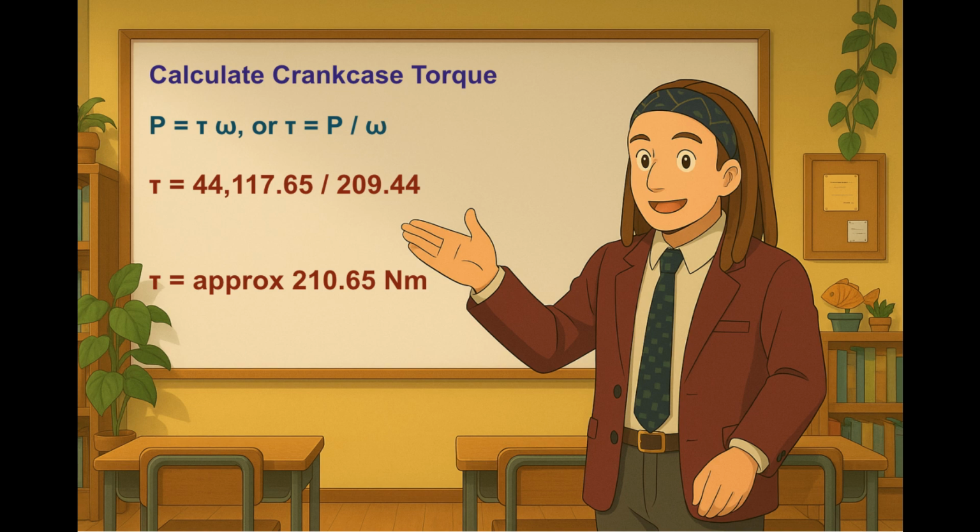Step 6. Calculate the torque at the crankcase. Finally, we use the rotational power formula. P engine equals tau times omega, rearranged to solve for torque. Tau equals P engine over omega. Tau equals 44,117.65 watts divided by 209.44 radians per second, equals approximately 210.65 Newton meters. This is the twisting force produced by the engine at its crankshaft. So, to summarize, the torque at the crankcase, given the car's acceleration and speed, is approximately 210.65 Newton meters.